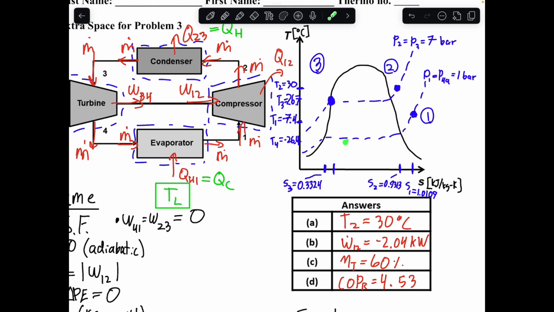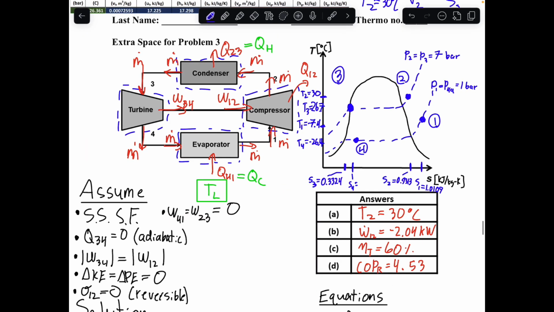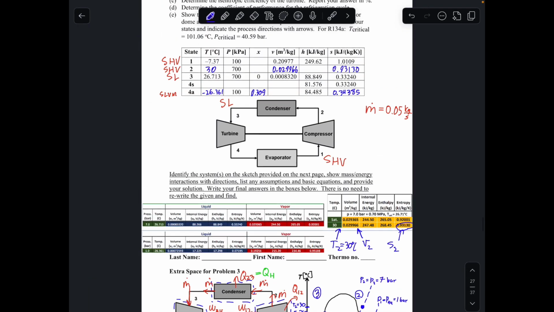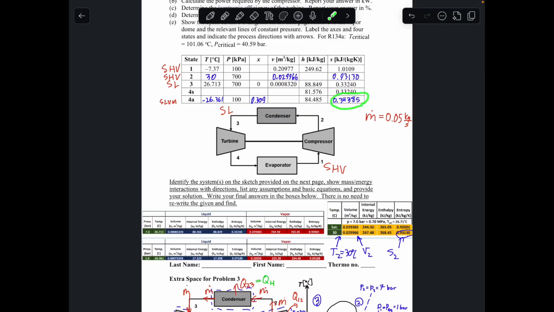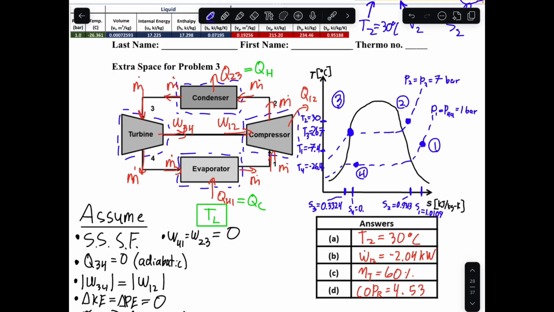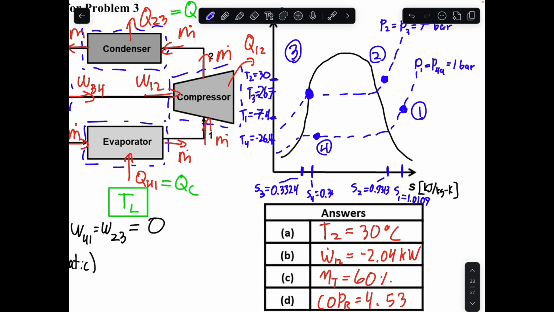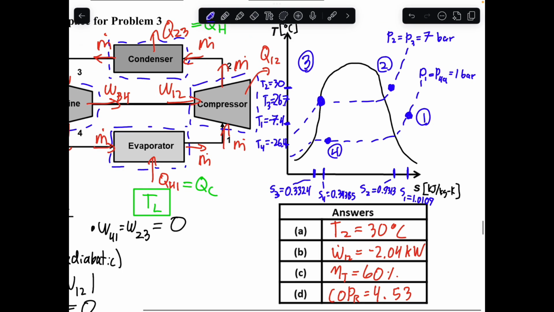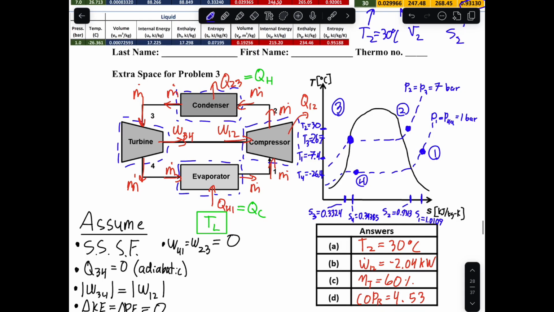And then again, we'll be along this line for this saturation region. So we'll be right around here at state 4. And then this is going to be here, S4 is equal to 0.34385. Sorry, it's getting a little bit bunched up there. So these are all of our points.